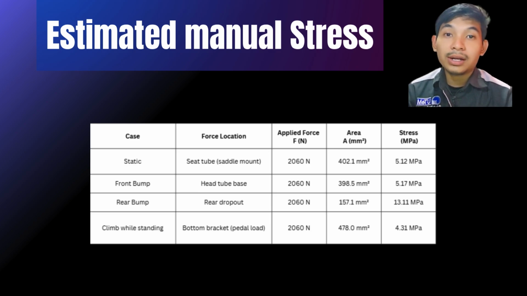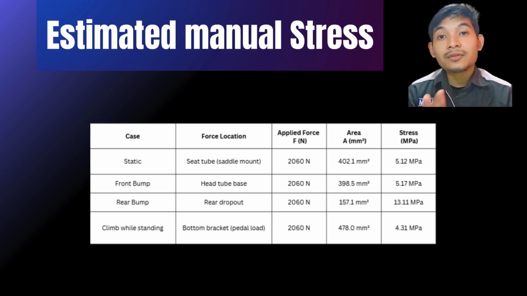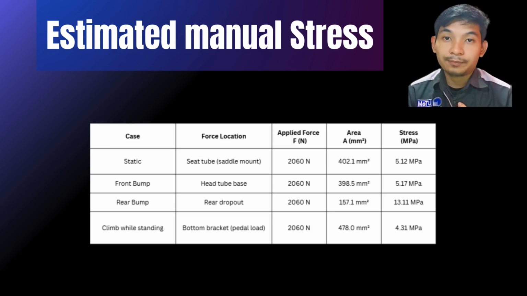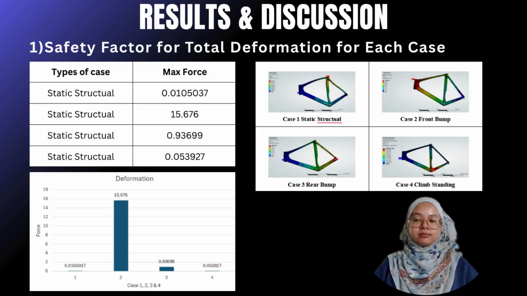First, the static load at the seat tube gave around 5.12 megapascal, front bump 5.17 megapascal, rear bump the highest stress, 13.11 megapascal at the rear dropout. The last one, the climbing, gave the lowest, around 4.31 megapascal. These values ensured that the FEA model was set up correctly before moving to detailed analysis.